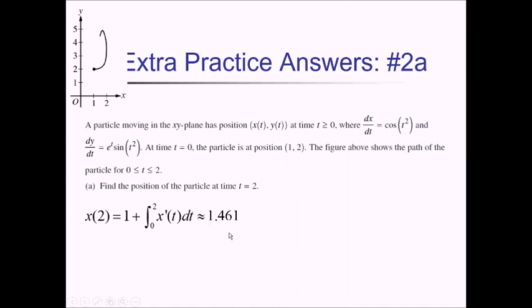Now to do y of 2, it's the same kind of setup. We're going to need that initial y value, which was 2 based off that point. And let's see, we have the integral from 0 to 2 again, this time of y prime of t dt.